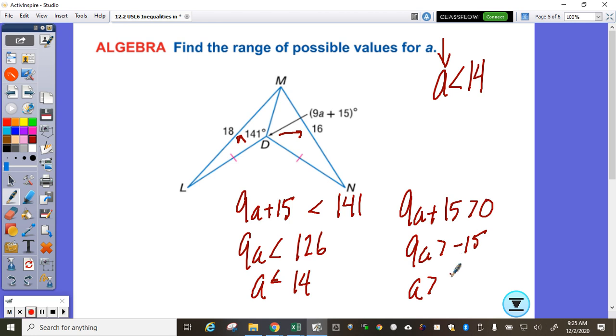So then I have negative 15 over 9, which reduces to negative 5 over 3. So we're also talking about all of the values of A that are greater than negative 5 over 3. So then my solution, negative 5 over 3?